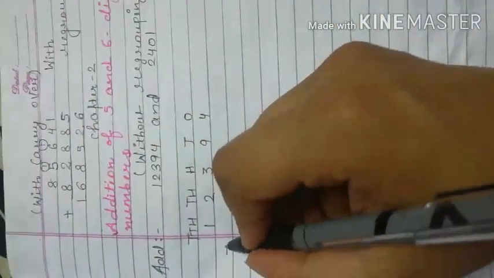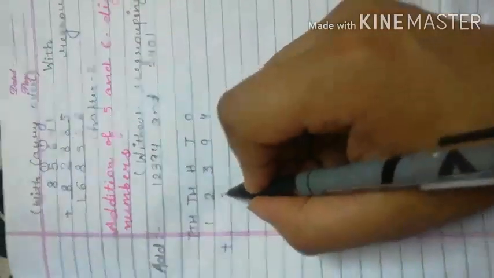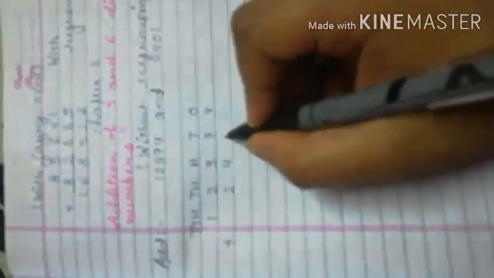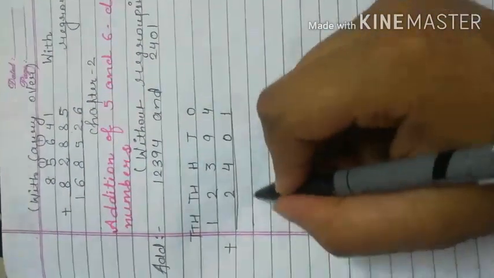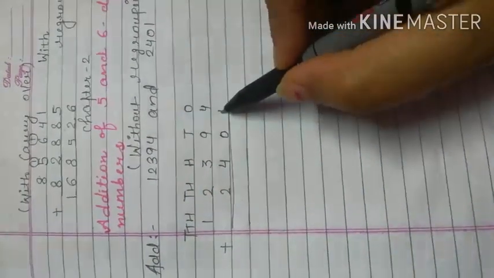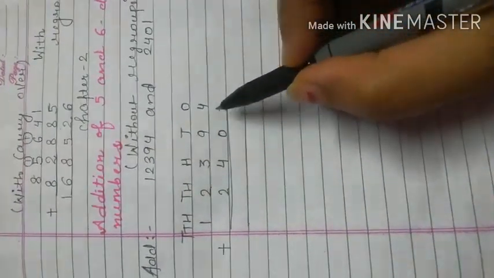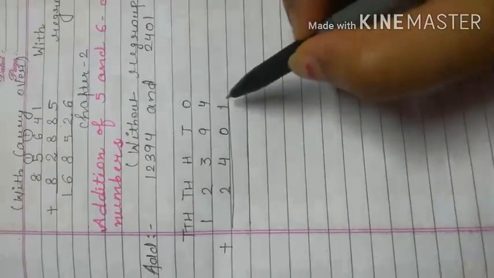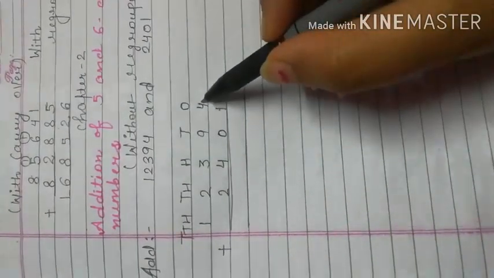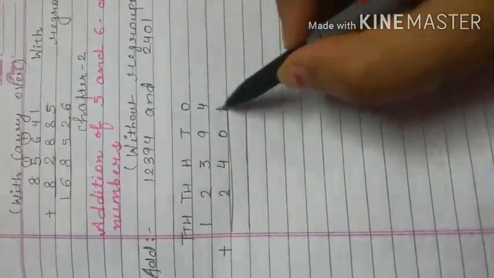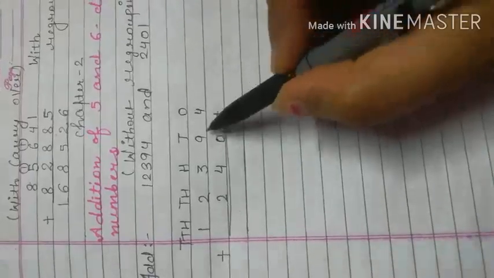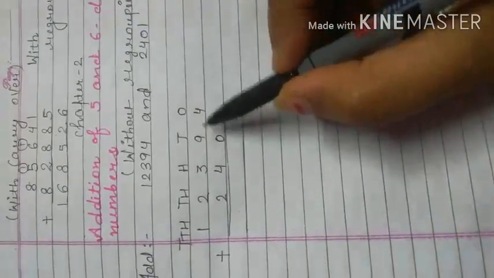And just write the other number. While writing the other number, make sure that you are writing the number from the right side and one number is just below the other number, and there should be proper gap between the digits.